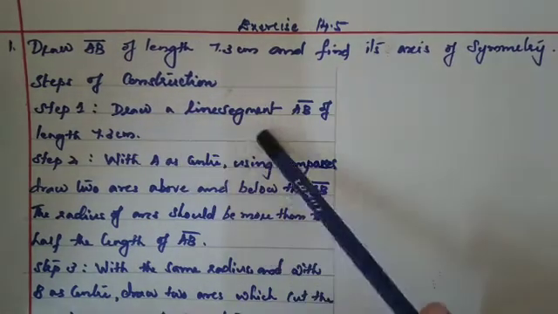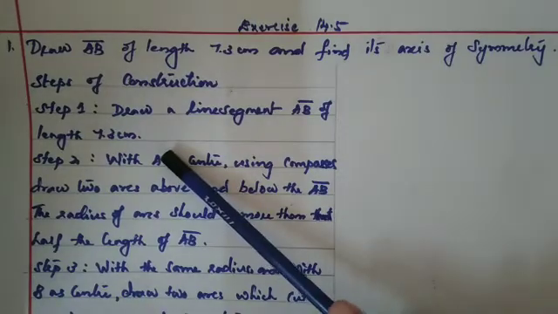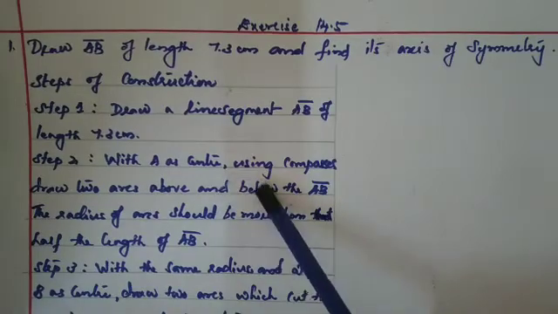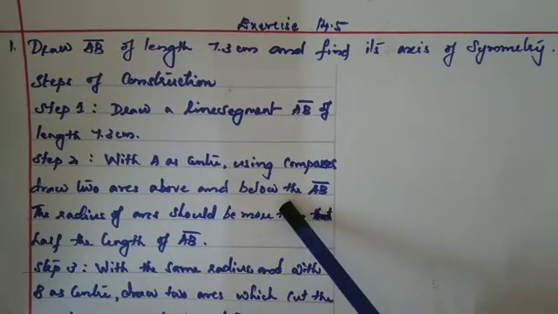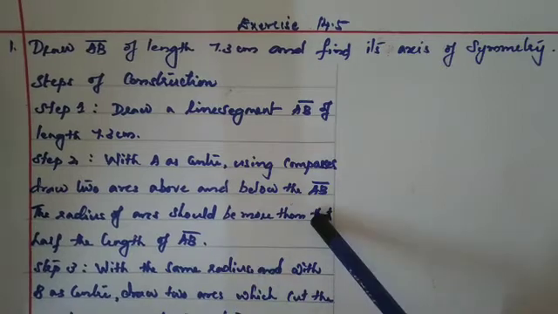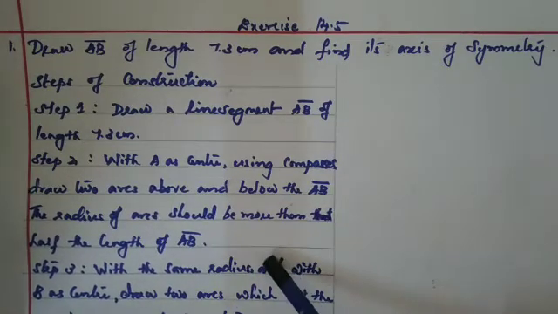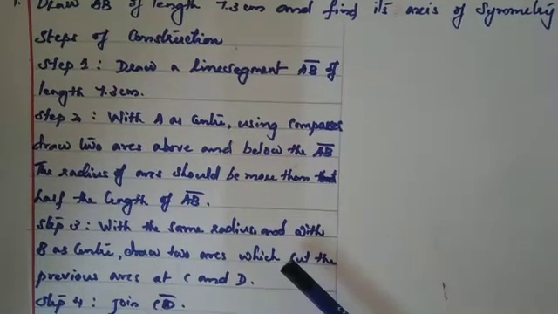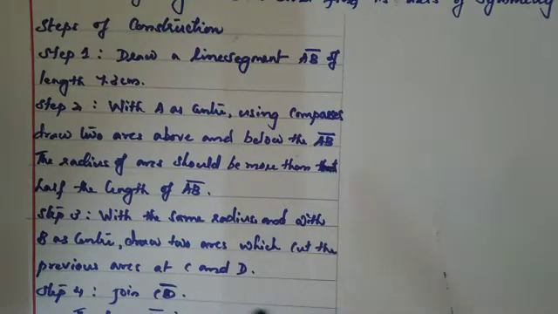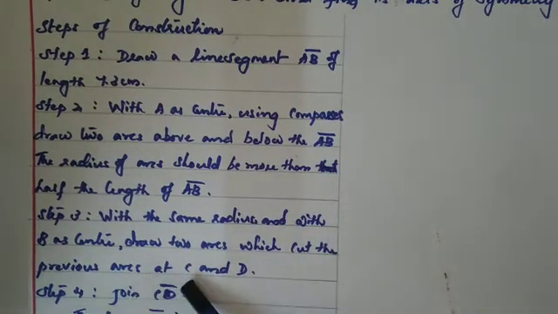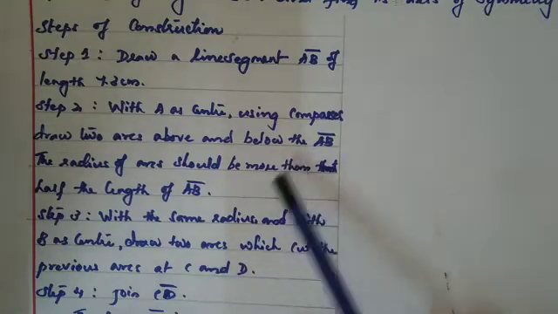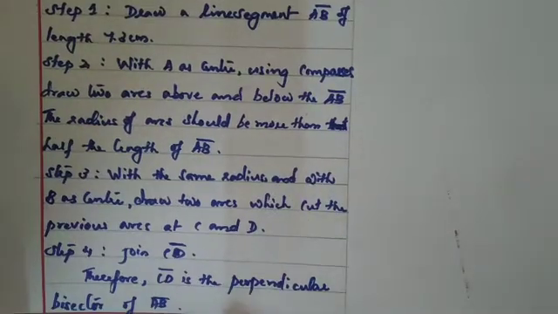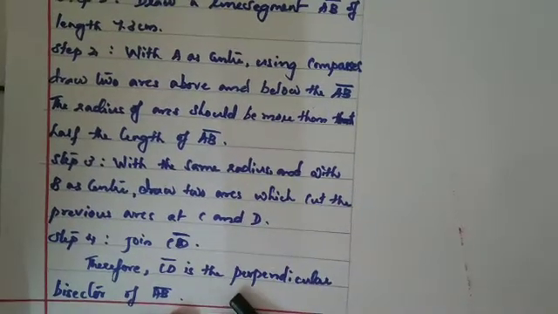Step 1. Draw a line segment AB of length 7.3 cm. First you draw the line segment, then with A as center using compasses draw two arcs above and below the line segment AB. The radius of arcs should be more than half the length of line segment AB. Step 3. With the same radius and with B as center, draw two arcs which cut the previous arcs at C and D, above and below. Join CD. Step 4. Join CD. Therefore, CD is the perpendicular bisector of AB.